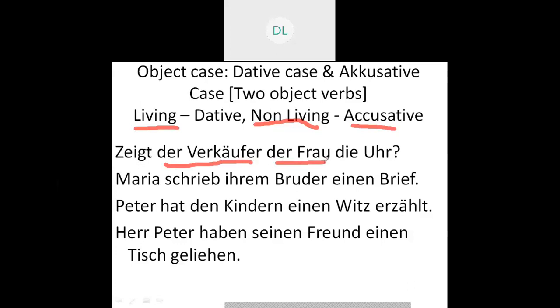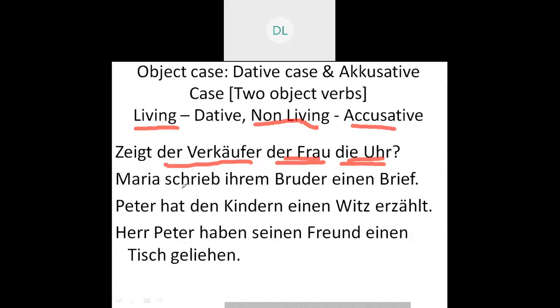So there are two objects in the sentence. Verkäufer is your subject. For the subject, I have used nominative. But here, der Frau, die Uhr, they both are objects. For one, I have used accusative, and for one, dative. So die Uhr is your non-living, for the non-living accusative. Die Frau, that is your living, so I'll be using dative here. So die Frau will be changing to der Frau. So that is your dative case.